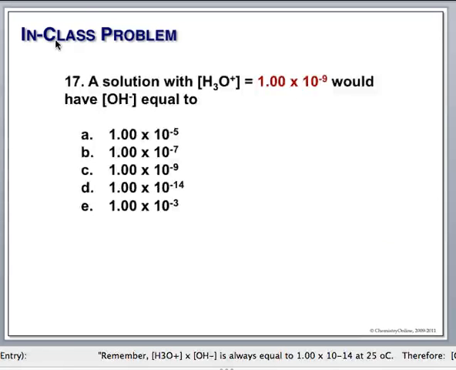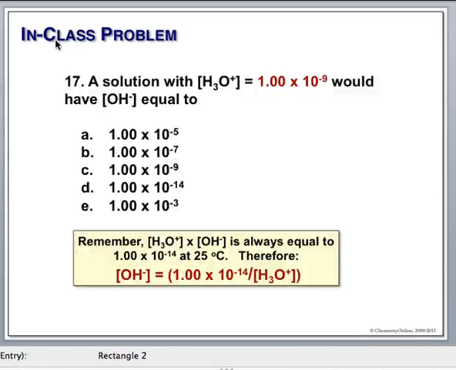If hydronium is 10 to the minus 9, what would hydroxide be? You can tell right away that this is a real test question, can't you? Because you can do the math here in your head. 10 to the minus 14 divided by 10 to the minus 9 is what? 10 to the minus 14 divided by 10 to the minus 9 is 10 to the minus 5.